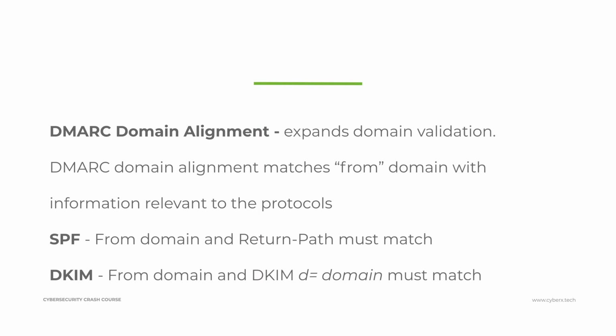Another option you have under DMARC is DMARC domain alignment, and this expands domain validations so that the recipient server can be a little more strict in how they view SPF and DKIM. So DMARC domain alignment matches a from domain with the information relevant to those protocols that we talked about. So in SPF, the from domain and the return path must match. Essentially, we're saying how strict are we going to be about SPF and DKIM? And with DKIM, the from domain and the DKIM d equals domain must match. Again, we're looking for consistency in all parts of the email, ruling out as many opportunities for a hacker or an attacker to spoof your email.